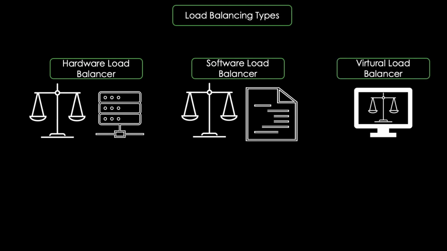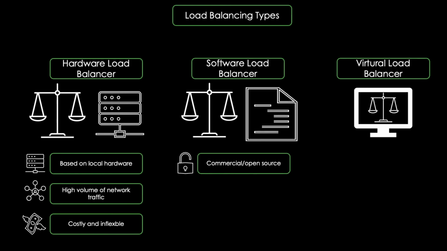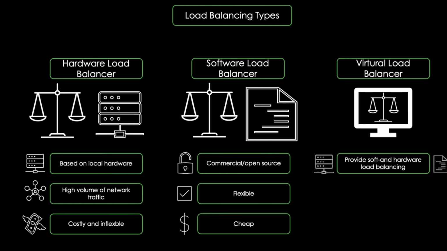Hardware load balancers are based on local hardware, can distribute a high volume of network traffic, and are mostly costly and inflexible. Software load balancers are software-based and come as commercialized or open-source variants. They are often more flexible and cheaper than hardware load balancers. And finally, virtual load balancers provide the software of a hardware load balancing device on a virtual machine.